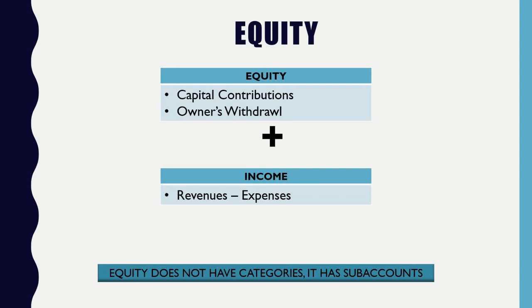And on top of that, besides the owner's withdrawal and the capital contribution, equity is also affected by income, which is the different terminology. Income, in this perspective, is going to be your revenues minus your expenses, also known as your profits. And again, equity has no categories. You cannot simplify or break it down even further, okay?